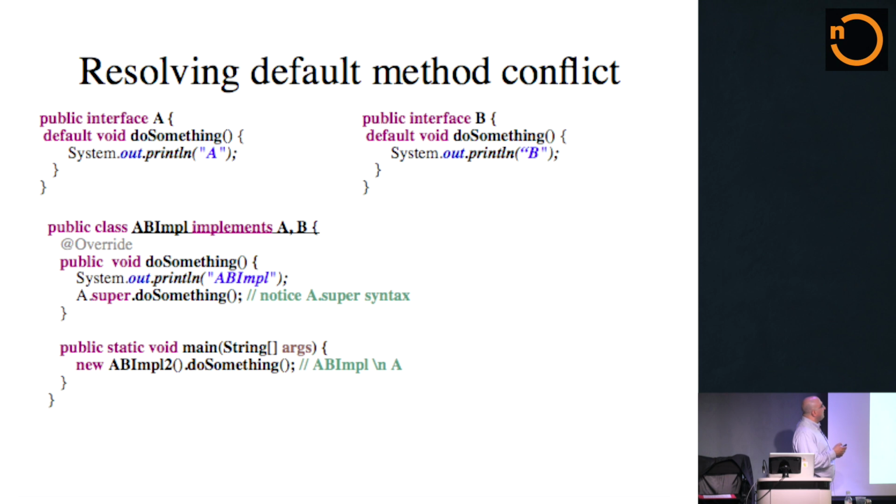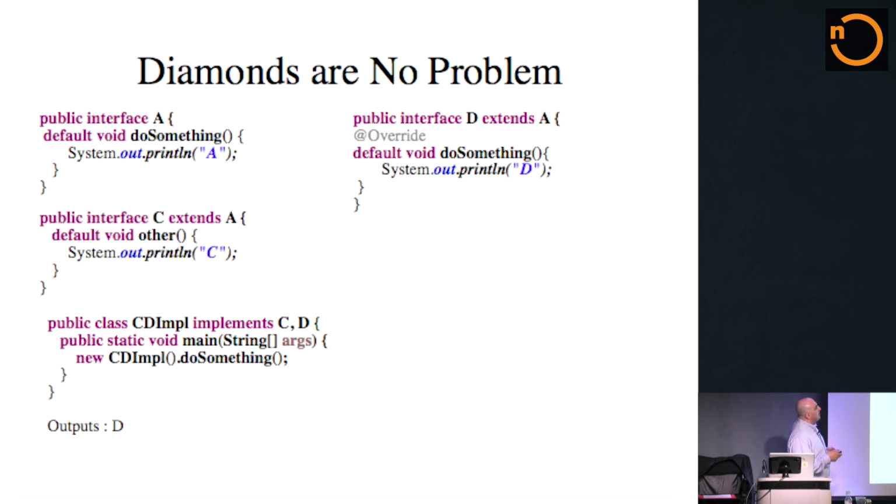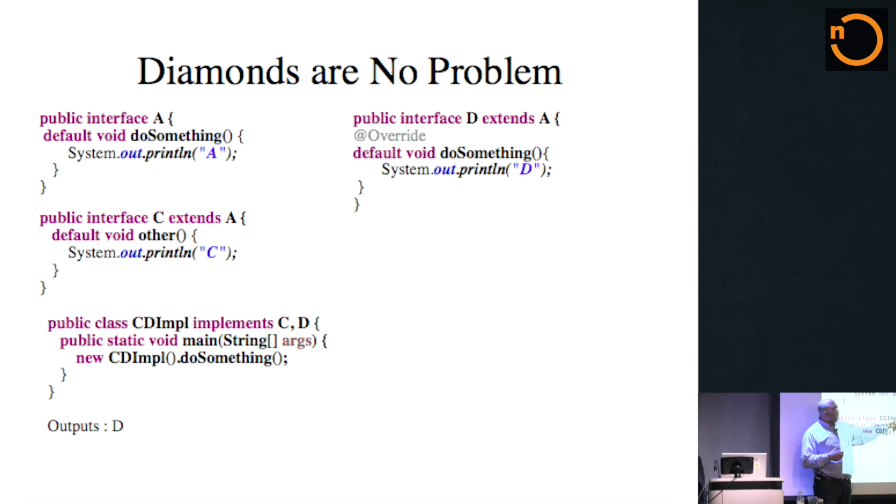So, all right, what about diamonds? What if I have an interface A that implements do something, and I have an interface C which extends A? Notice that C just has an extra method called other. Now I come along and I have an interface D which extends A and provides an implementation of do something. Who's with me so far? Okay. And now I'm going to do CD impl, which is going to implement C and D. The question is, which one does it pick? Which do something do you get?